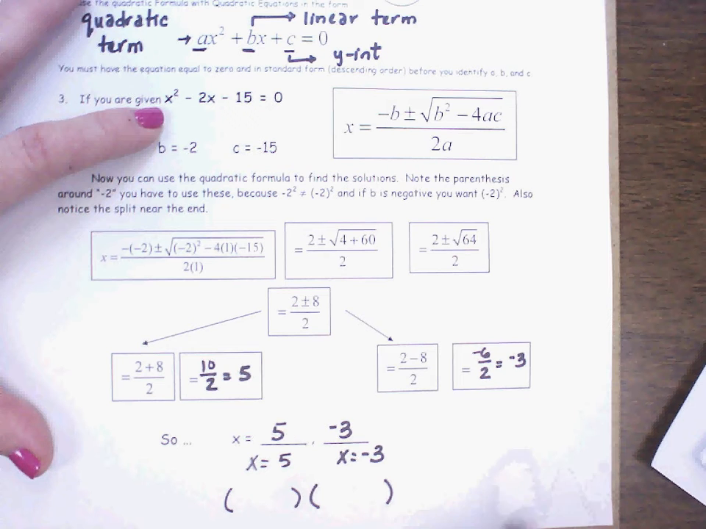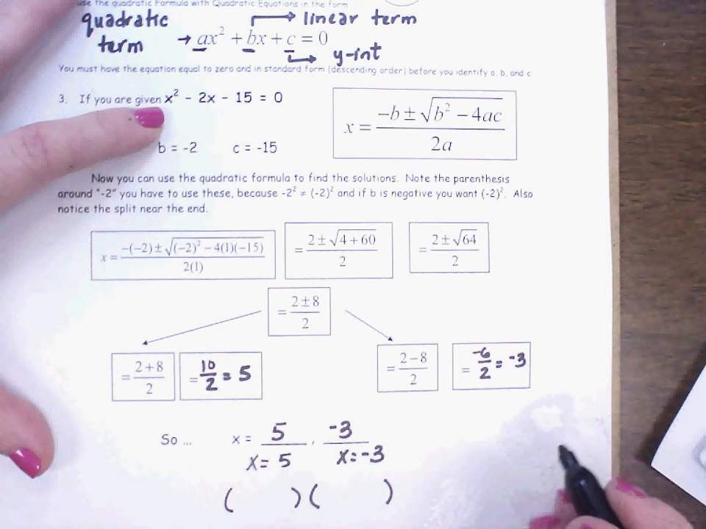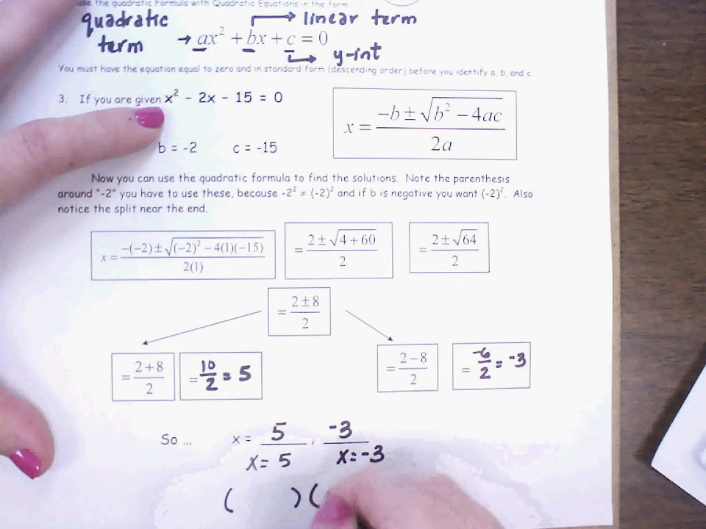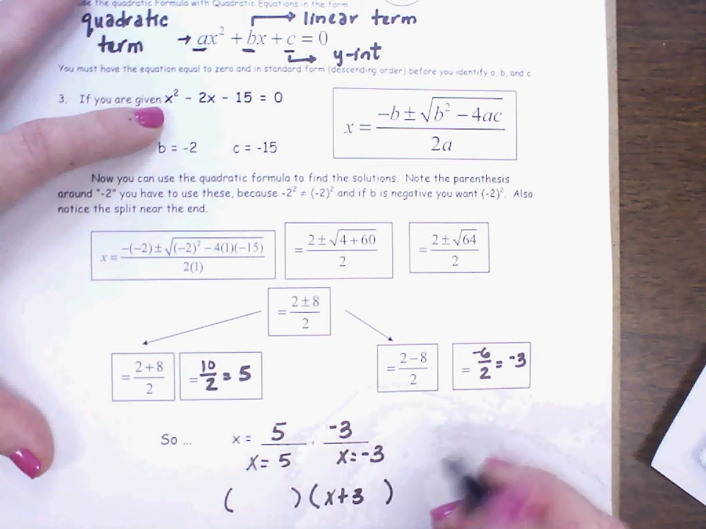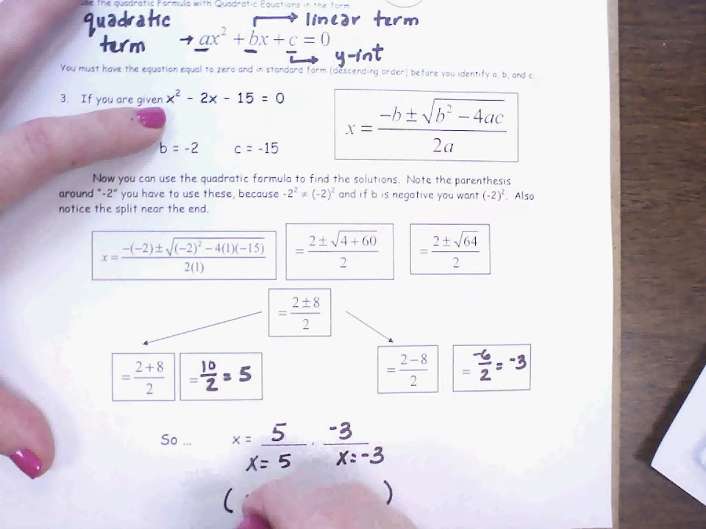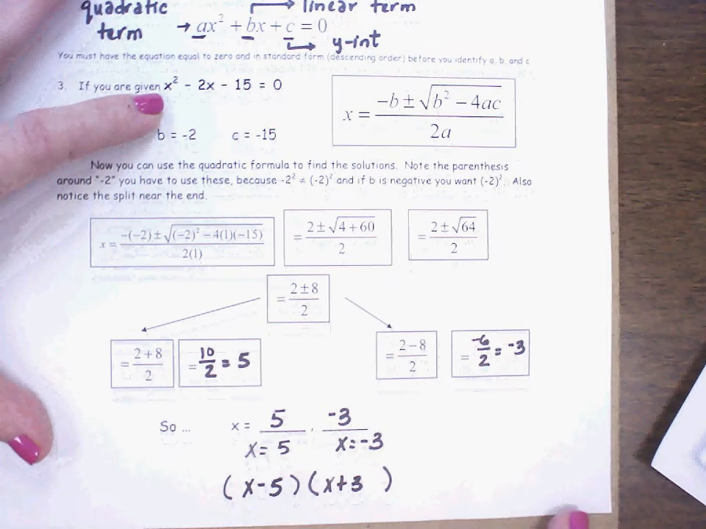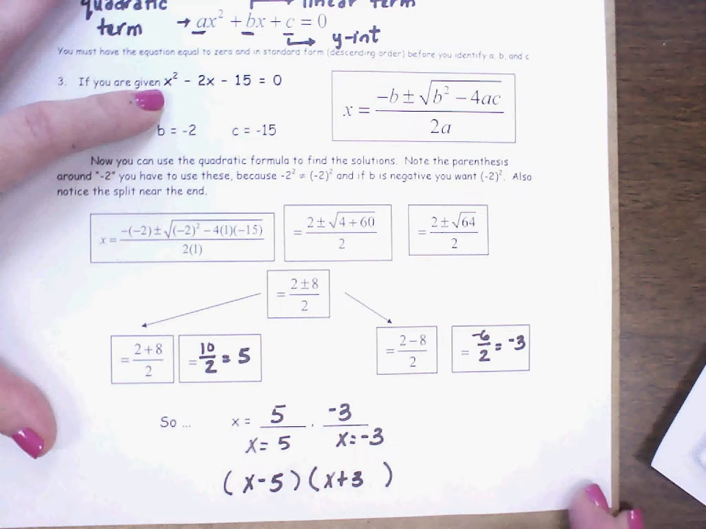Evelyn. No. X what? Thank you very much. X plus 3. Daniela? Thank you. Give 100 points to your family. X plus 3 and x minus 5. Good job. Very good, Daniela. That was very good. Very impressed.